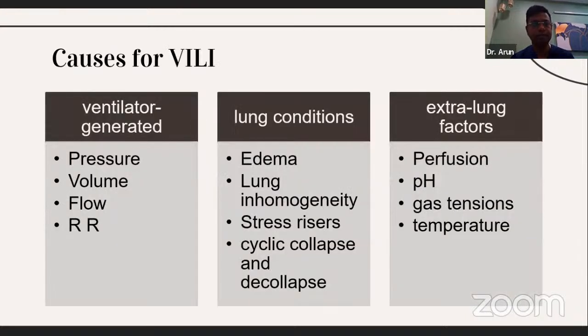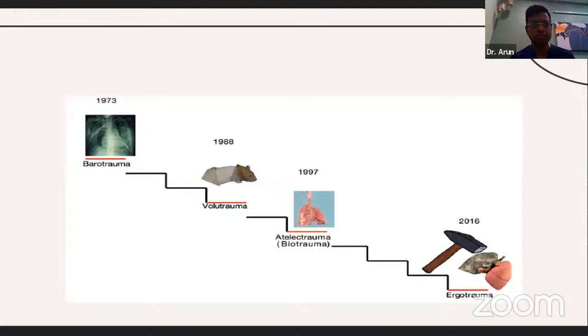So causes for VILI, we can broadly divide into three categories: ventilator generated, lung conditions, and extra lung factors. Ventilator generated causes are pressure, volume, flow, respiratory rate. Lung conditions are lung edema, inhomogeneity, stress rises, cyclic collapse and decollapse. Extra lung factors are perfusion, pH, gas tensions, temperature. This picture depicts the evolution of VILI since its first description.